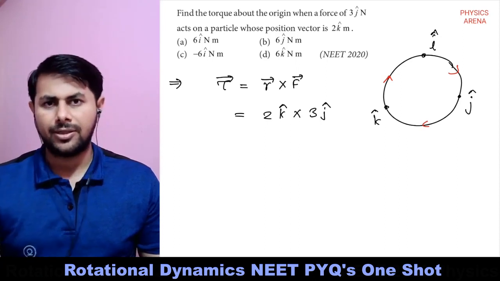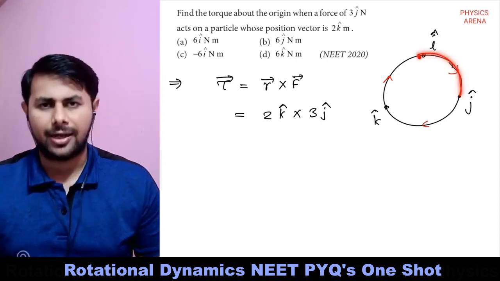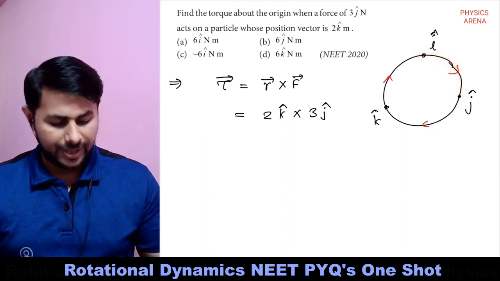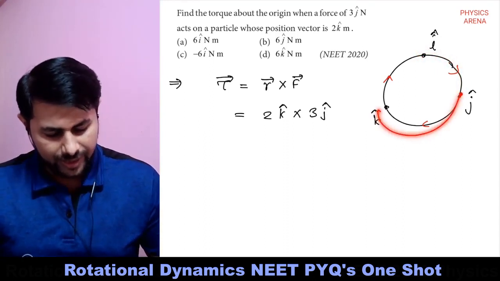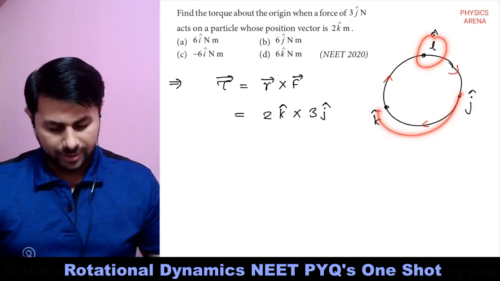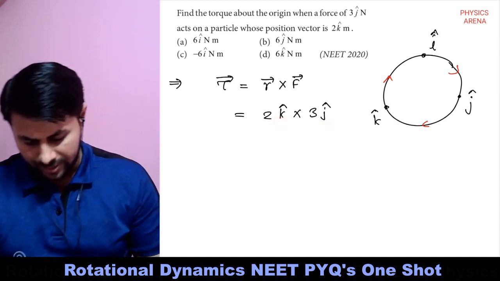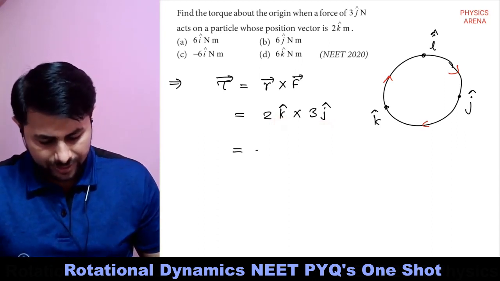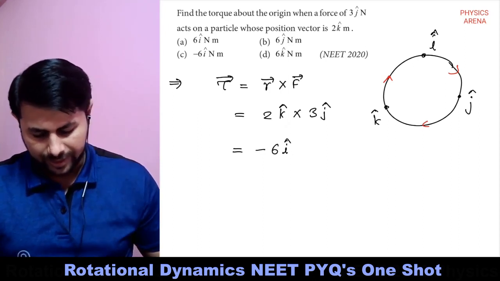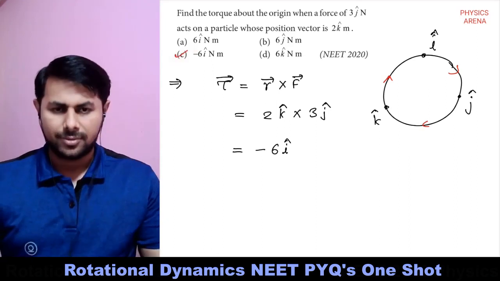But if we go in the opposite direction, that means if I take j cross i, then it will be equal to what? Minus k. If I take k cross j, it is minus i. And that's what we have here. K cross j is minus i. So this is minus 1 into i cap multiplied by 6. So minus 6 i cap. So this is the answer, option C.